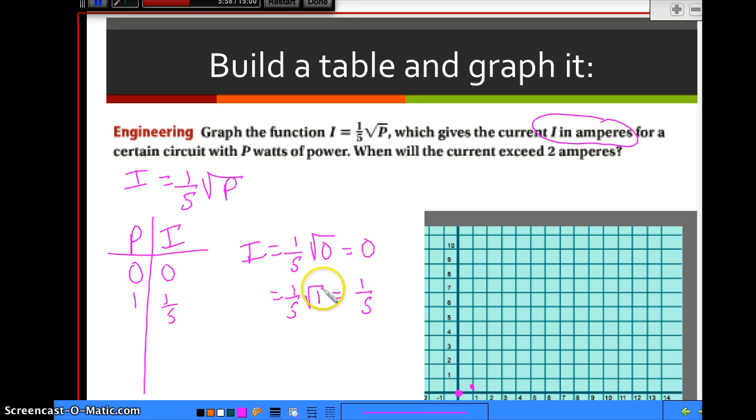If I put in 2 right here, that's not a perfect square, so let's skip it. 3, let's skip it. Let's put in 4. If I put in 4, that would be 1/5 times the square root of 4. Well, square root of 4 is 2. 2 times 1/5 is 2/5.